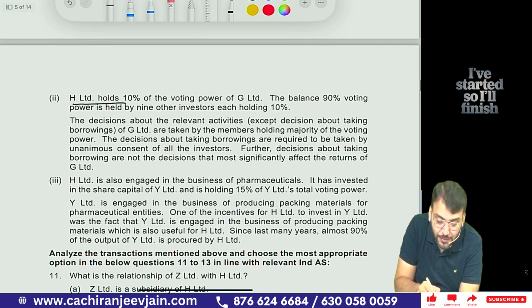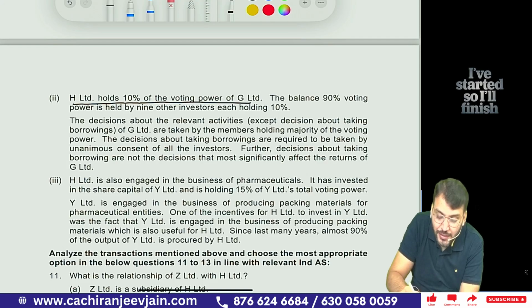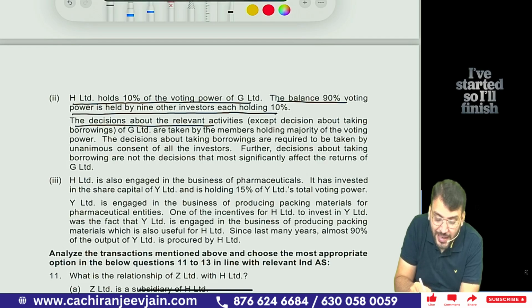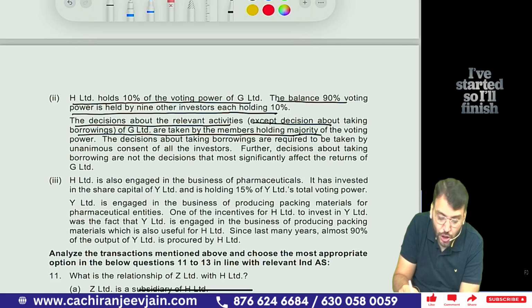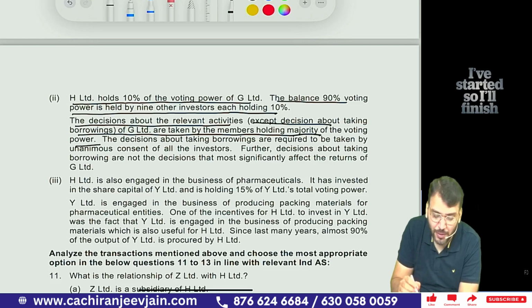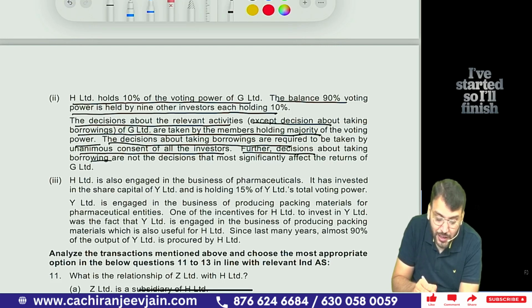H Limited holds 10% of the voting power of G Limited. The balance 90% voting power is held by 9 other investors, each holding 10%. The decision about the relevant activities, except decision about taking borrowing of G Limited, are taken by the member holding majority of voting power. But you can see in this case, no investor is having the majority of voting rights. The decision about taking borrowing is required to be taken by unanimous consent of all the investors. Further, decision about taking borrowing is not a decision that most significantly affects the return of G Limited.